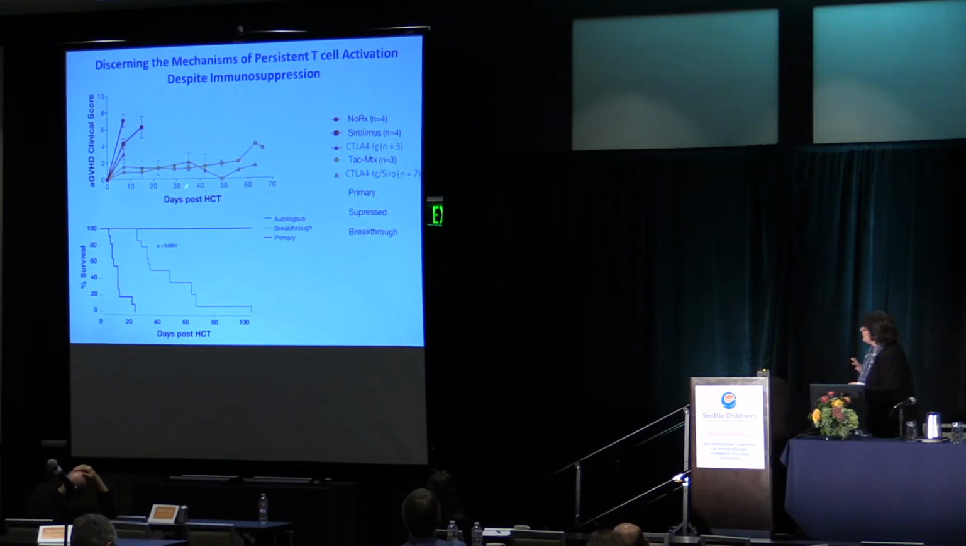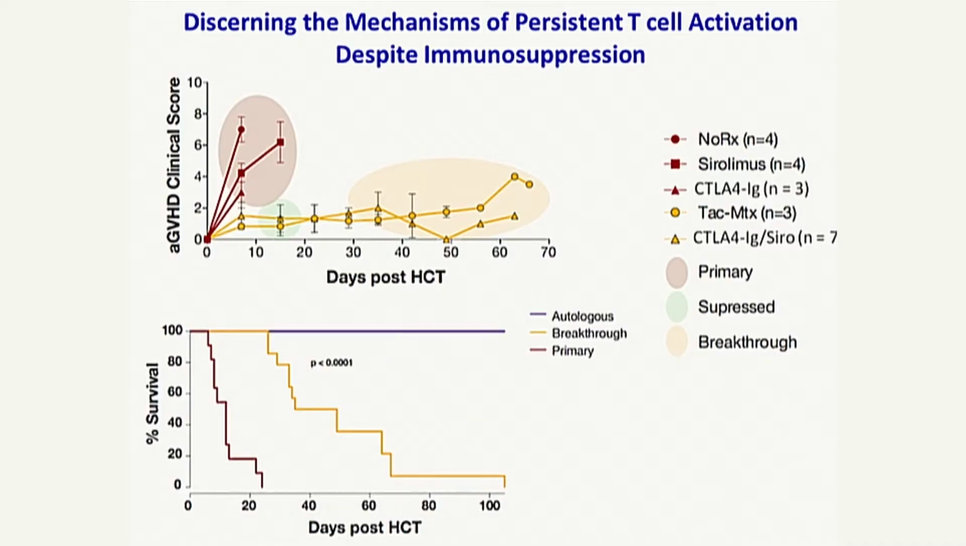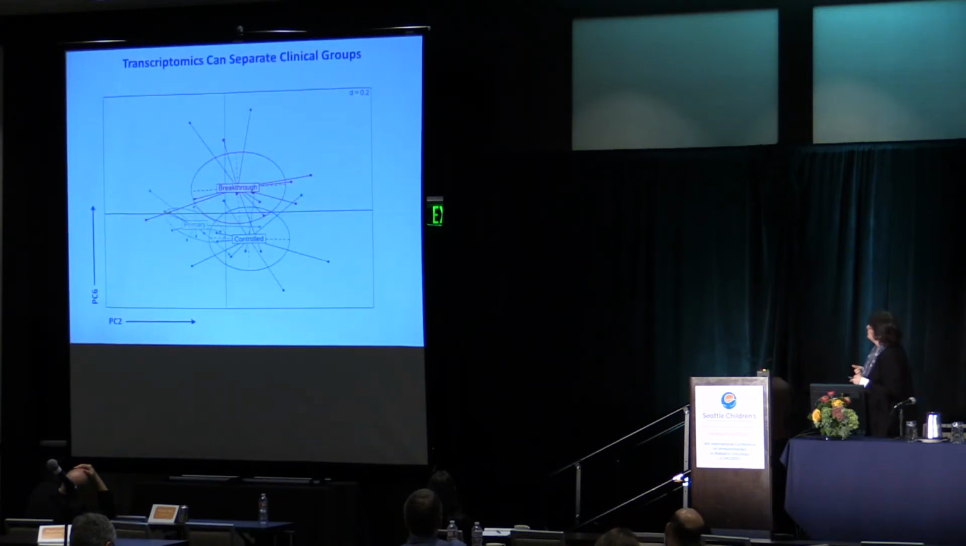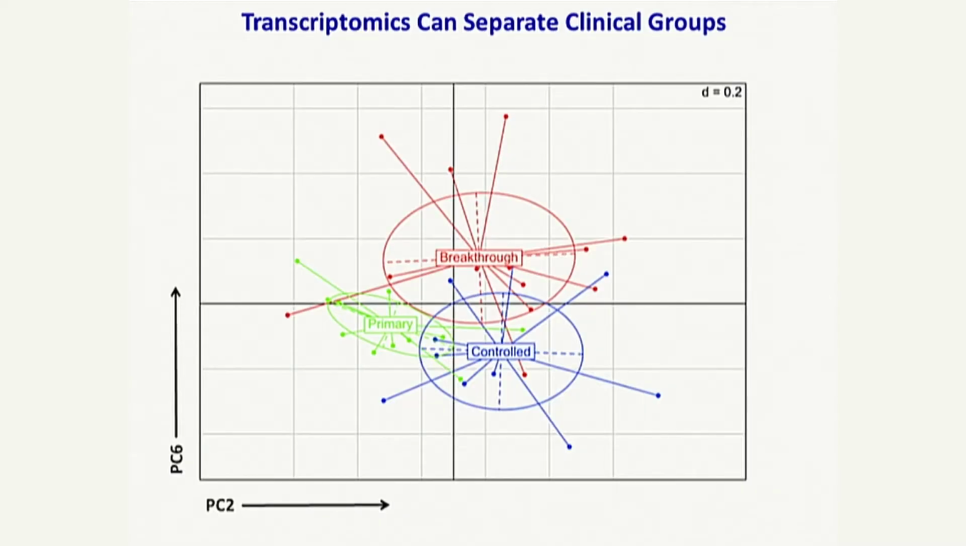So at one point, these animals are suppressed. They actually are doing fine. They don't have clinical GvHD. And then eventually they break through. Eventually these breakthrough animals die of their disease, but their survival is much better than the primary. And so this has allowed us to now use these bigger classifications to really gain statistical power and try to understand what the mechanistic drivers of these differences are. So first of all, you can identify the different groups with transcriptional analysis. And again, here's PCA space showing that if I look at PC2 and PC6, I can really pull apart those three cohorts, which is really important.